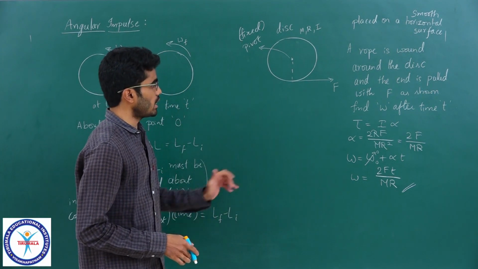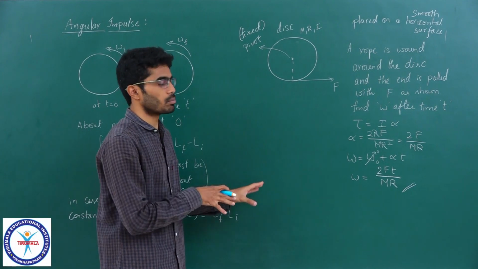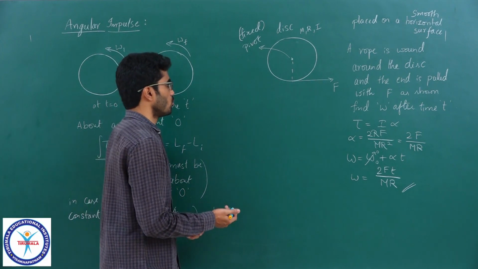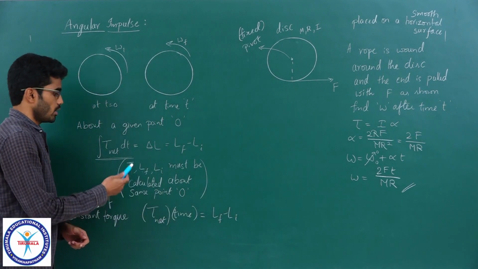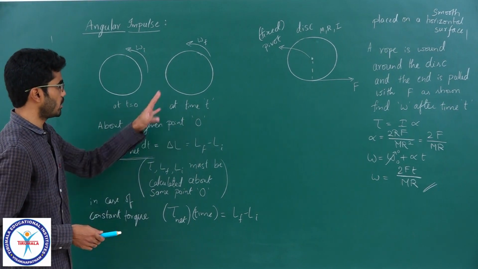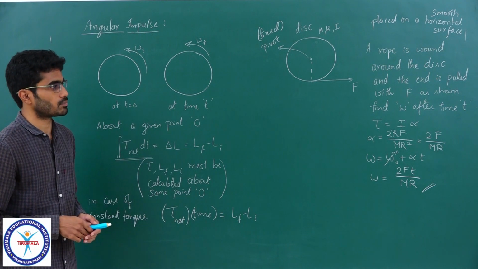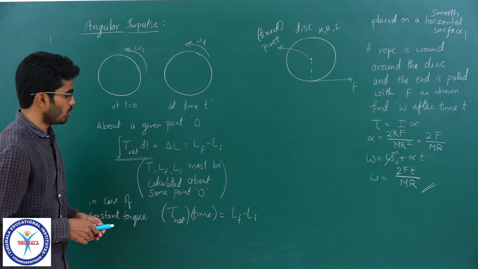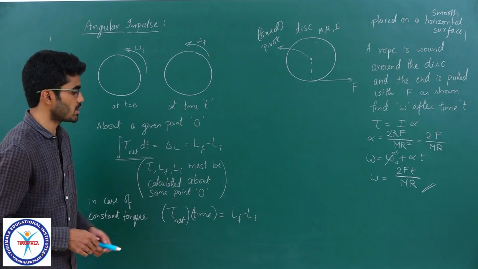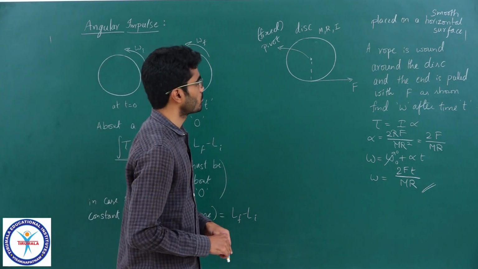But let us understand the same situation in terms of angular impulse. It is like solving the same problem from a different angle. From our impulse-momentum theorem, the angular impulse acting on the system is equal to its change in angular momentum. Whenever there is a constant force, we can use the relation torque net into time equals angular momentum final minus angular momentum initial.